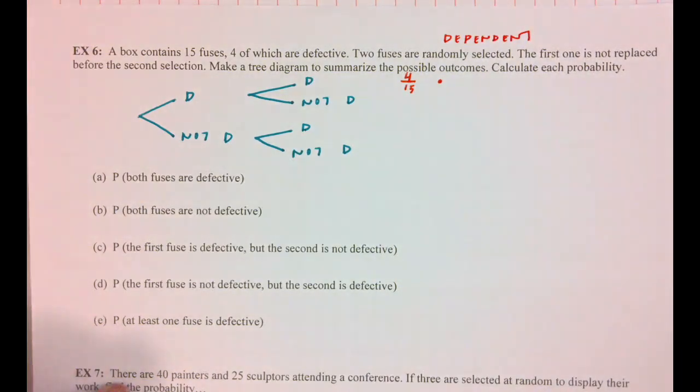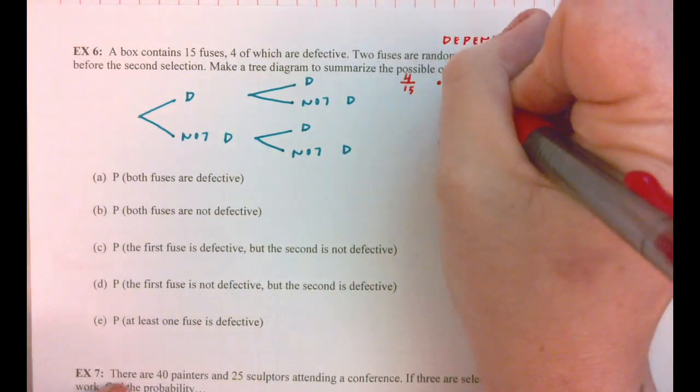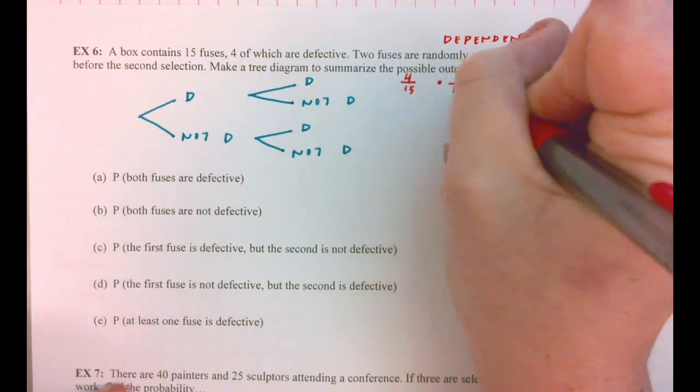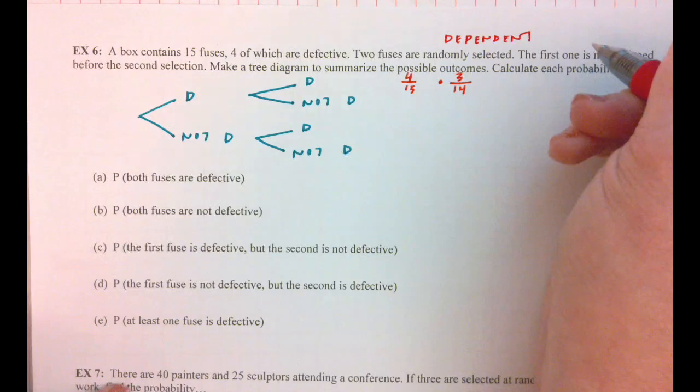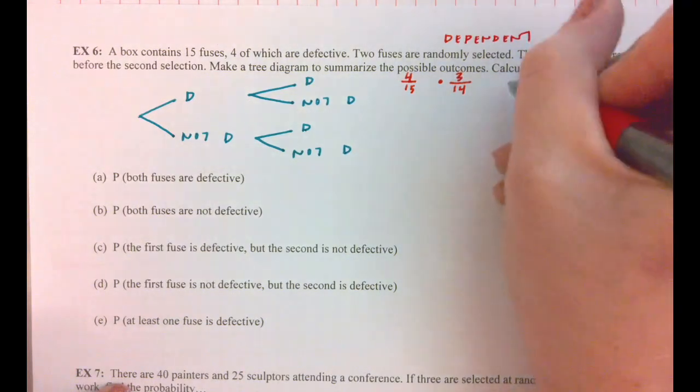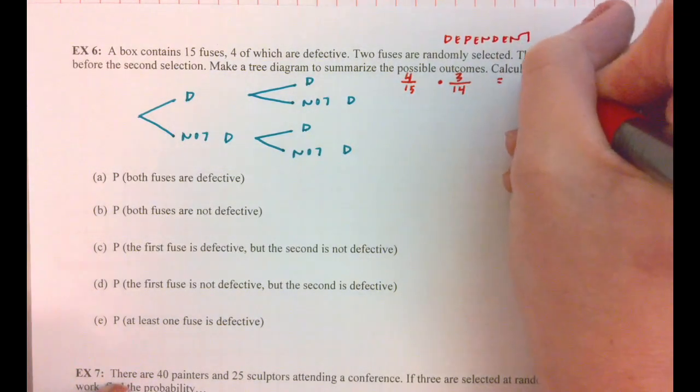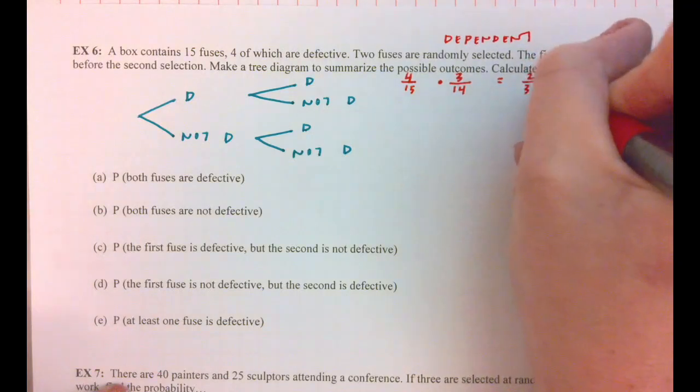Right? One outcome affects the next. We're not replacing before the second selection. So now I have 3 that are defective out of 14 total fuses. And if I multiply this across, this gets me 2 out of 35.